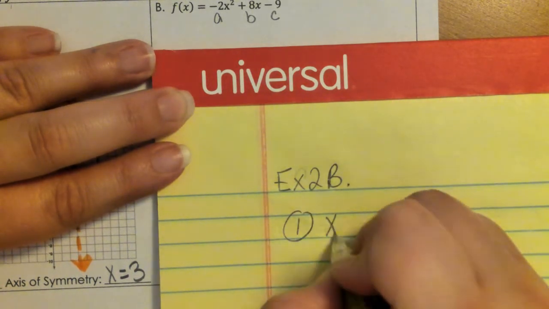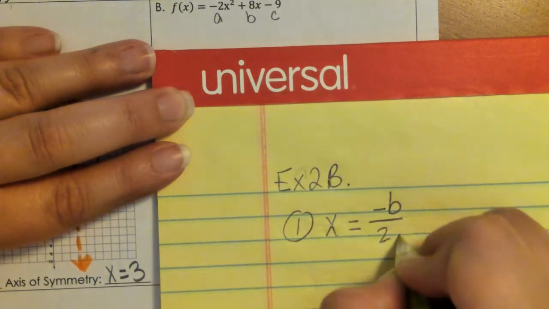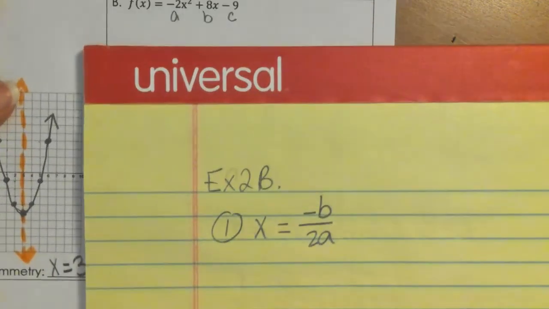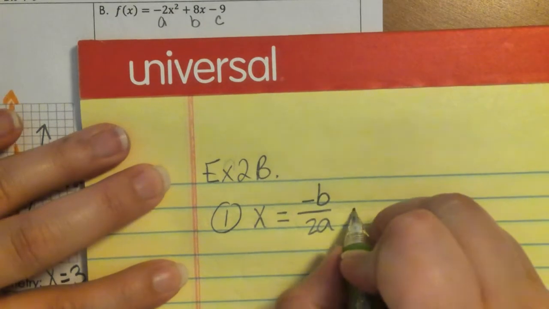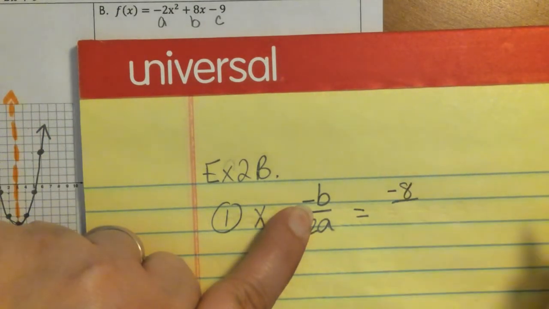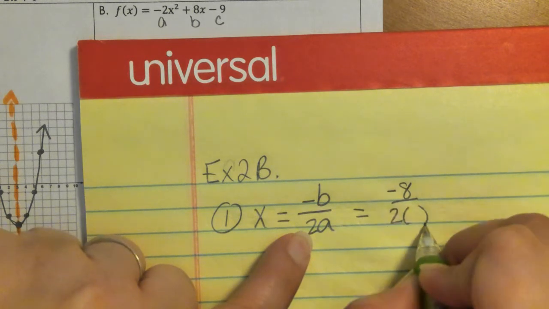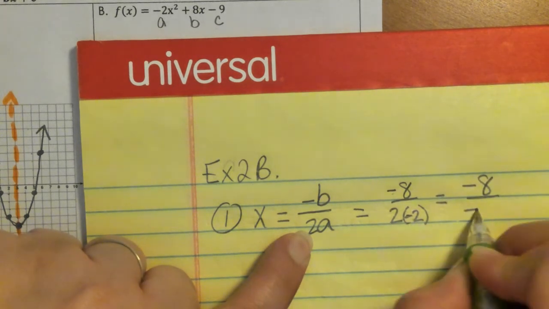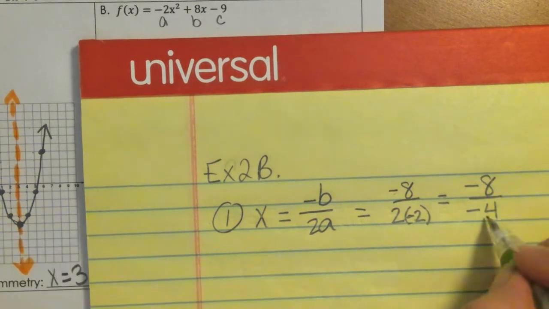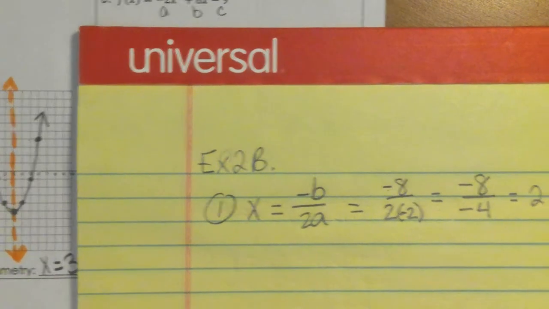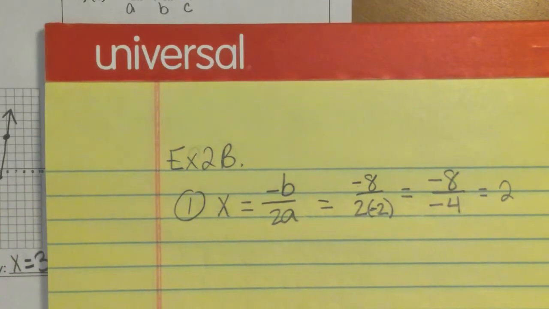So step 1, we plug into that equation. Okay, so b is 8. So I have a negative from the formula, 8, and then over 2 times a, and negative 2 is a. So I have negative 8 over negative 4, and this divides to be 2. So currently my x value is 2.